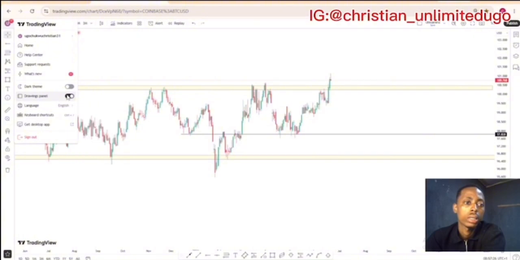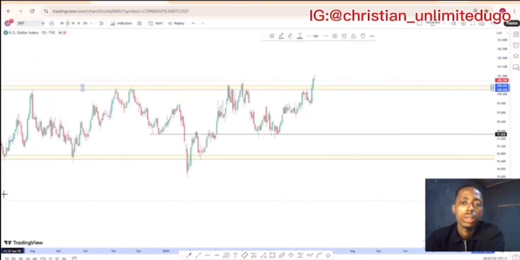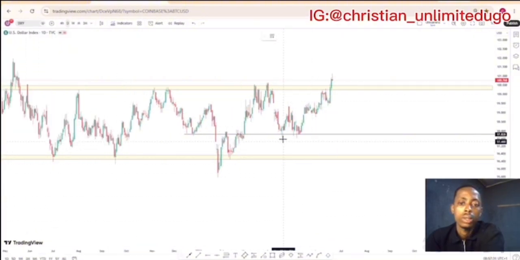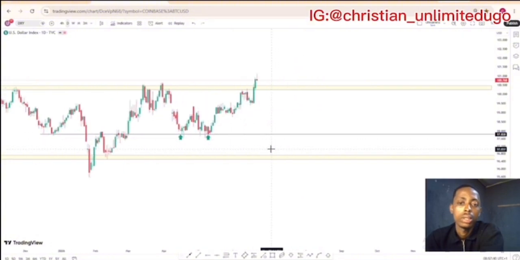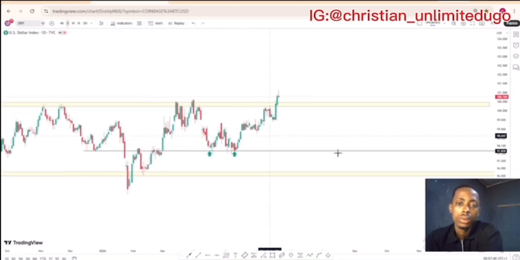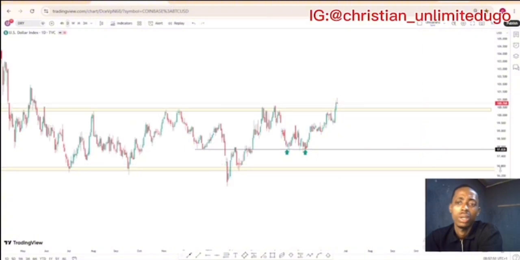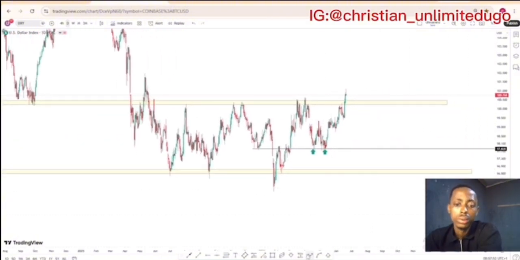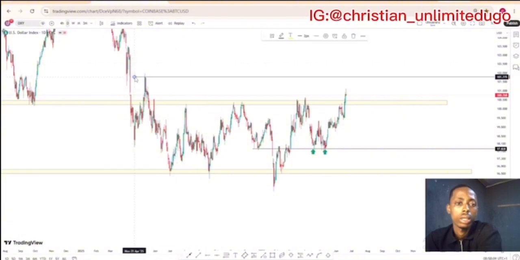So let me go back and take the drawing panel away. We definitely did something like this at this level here and here, creating a double top before moving up towards the upside. So what am I expecting on the DXY this upcoming week? Either this market, okay, I guess I'm missing something. I'm seeing a kind of high above this structure.